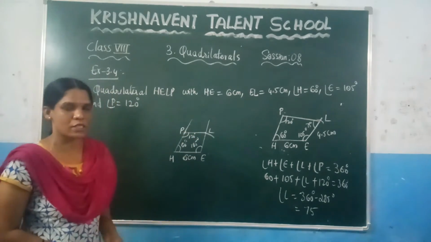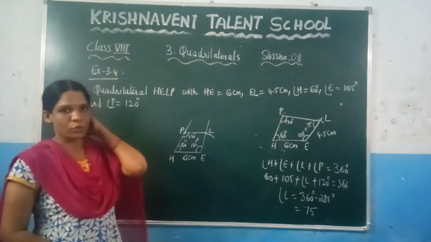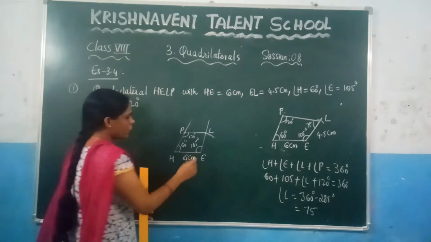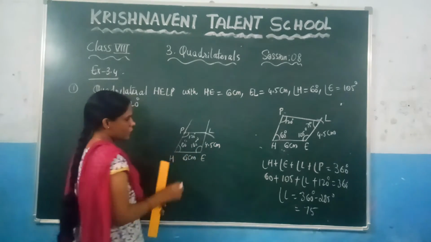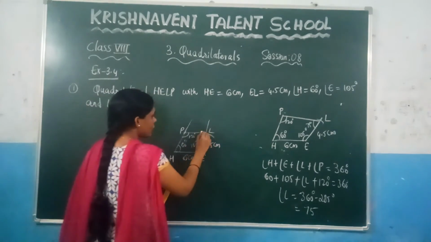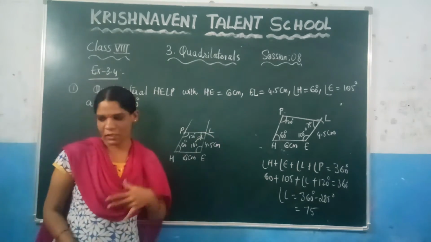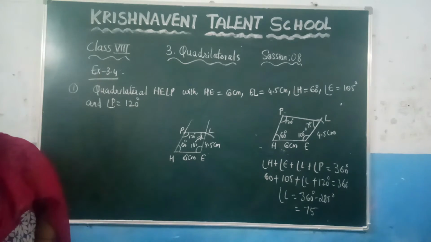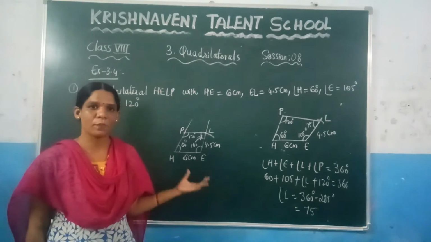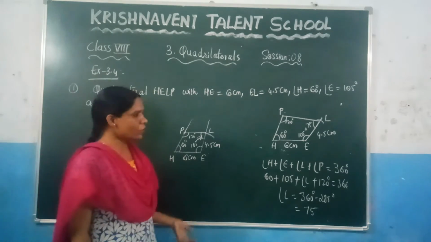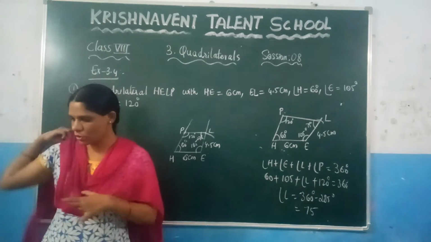Like this you need to construct the quadrilateral if you have been given 3 angles and 2 adjacent sides. So what are the lengths they have given here? 4.5, and this is 75. Like that you can construct the quadrilateral. Now, we have constructed this quadrilateral by using the protractor. Let us see without using the protractor how we can construct these angles.